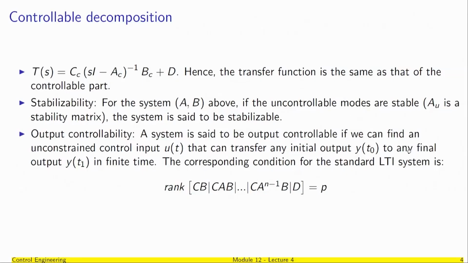So, the definition translates to: can I transfer the output with some initial value y at t naught to some value y at t 1 in finite time with application of some control? This again I will leave for you to derive. The corresponding rank condition would be in terms of the output matrix also: CB, CAB, ..., CA^(n-1)B, D should have rank p, where p is the number of outputs here. Okay. So, what have we learned here? What do we do if the system is not completely controllable?